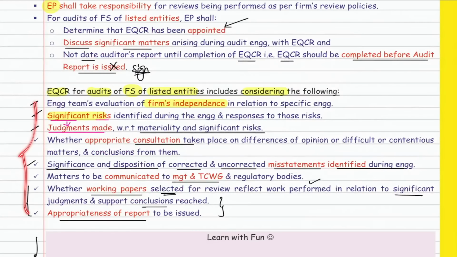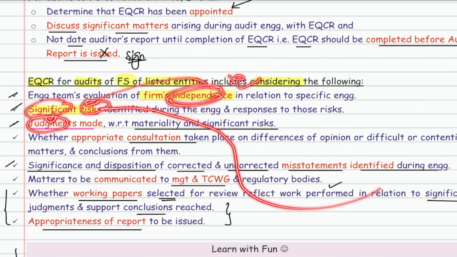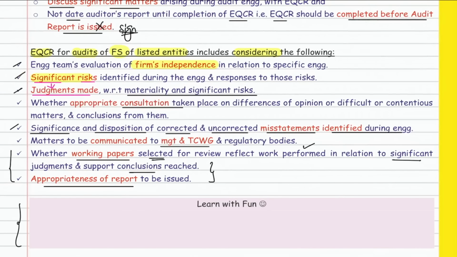Now, sir, what are the aspects he checks? Last time, first of all, the most important thing, independence. Independence he will check. If there is no independence, it is a significant risk. Significant is a matter of judgment. Risk can lead to misstatements. Then you go to 2 people, consultation and management and TCWG. Last 2 points also, just read them from an MCQ point of view: work papers on your significant judgments and conclusion, and appropriateness of the report.